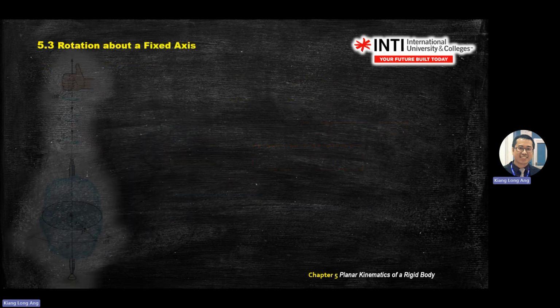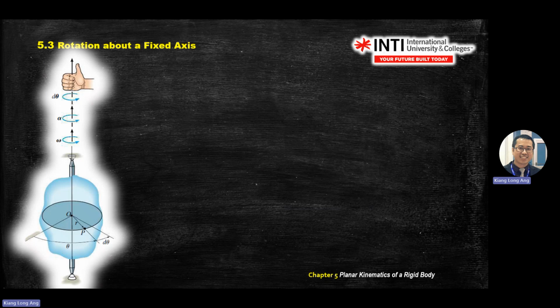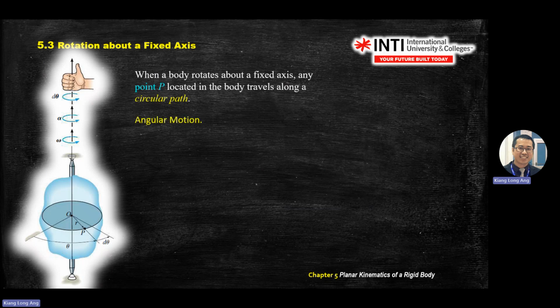Next, we look at rotation. For rotation, we use the right-hand rule again. Let's say we have a body and a point that rotates clockwise. Your thumb is the axis and your fingers follow the direction of rotation. When rotating, the point moves in a circular form, so we will use angular motion.